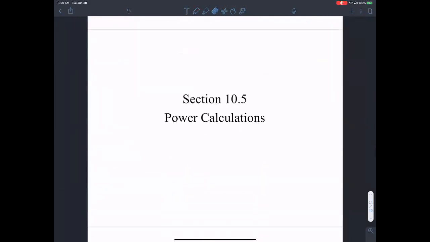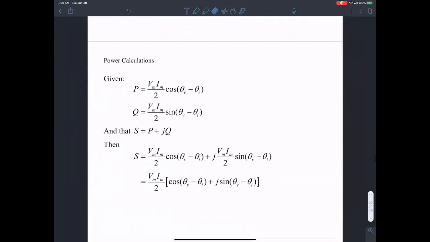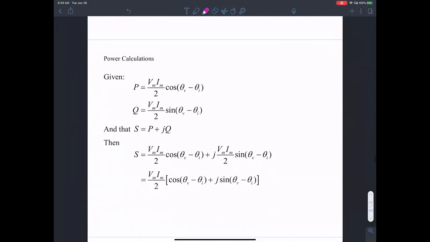So let's go to power calculations really quickly. P is Vm Im over 2 times cos of theta V minus theta I. Q is Vm Im over 2 times sine of theta V minus theta I. So there are two components to the complex power, right? P plus j times Q.